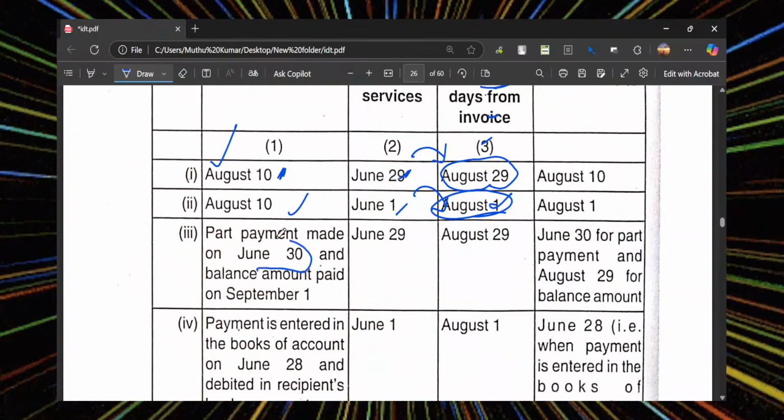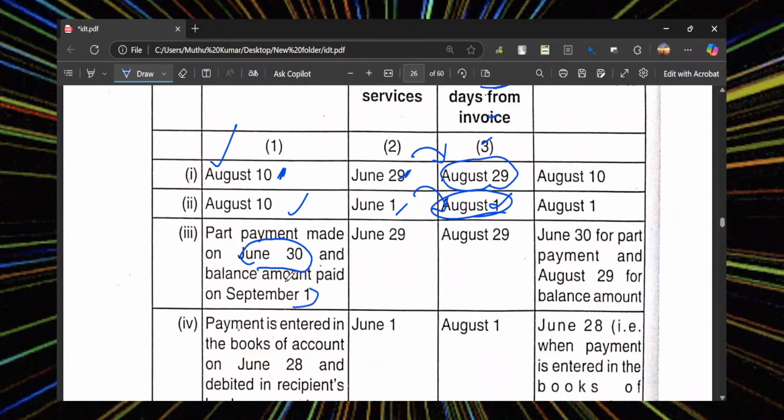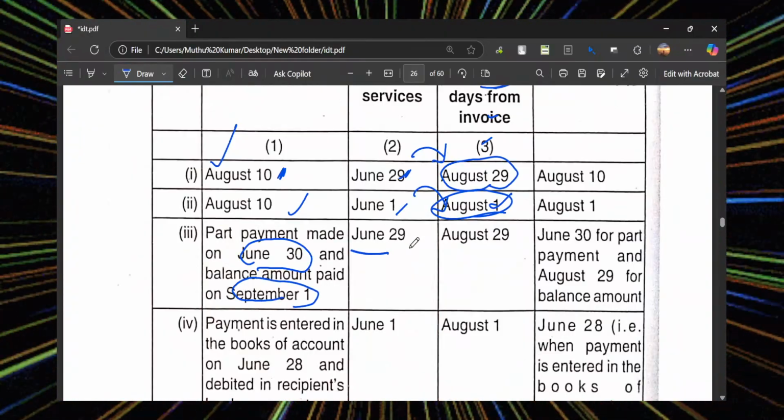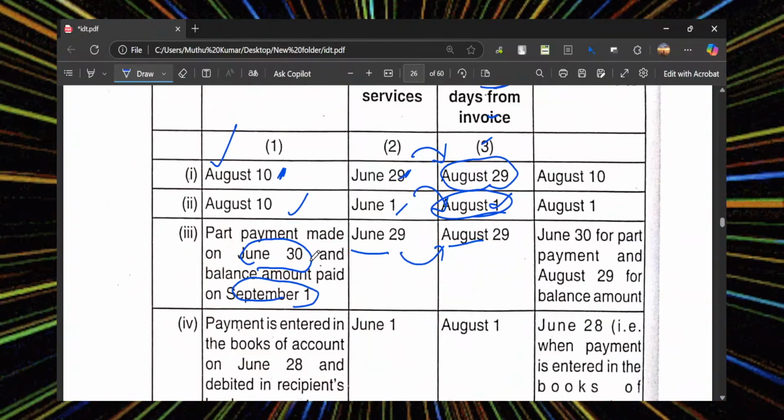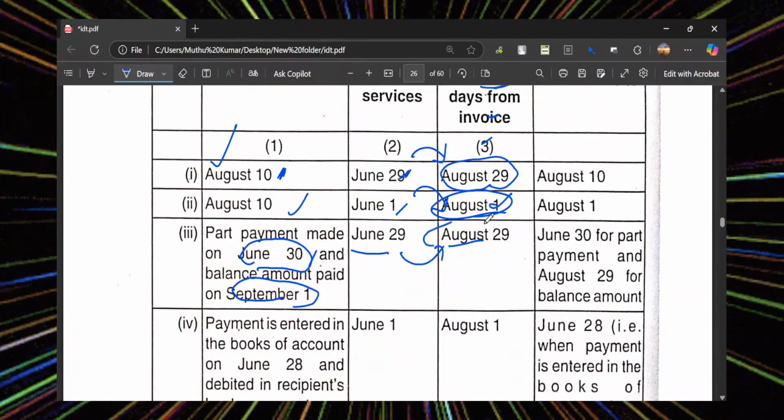Payment made June 30, part payment, and balance on September 1. June 29 plus 60 days is August 29. Plus June 30 part payment, and August 29 for the remaining.